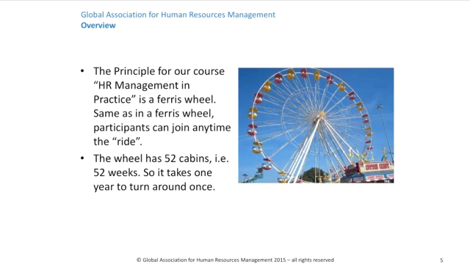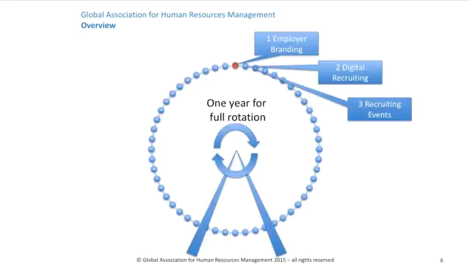The course itself has the principle of a Ferris wheel. That means the participants can join at any time because the Ferris wheel has 52 cabins, which equals 52 weeks of a year. It takes 1 year to turn around once. So this is how it looks like.